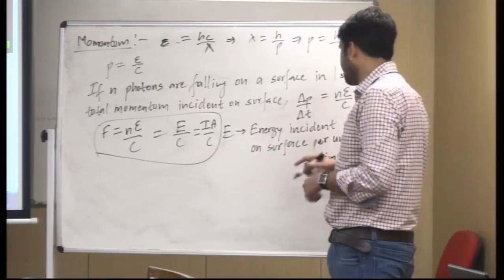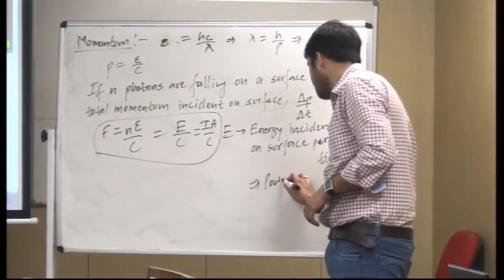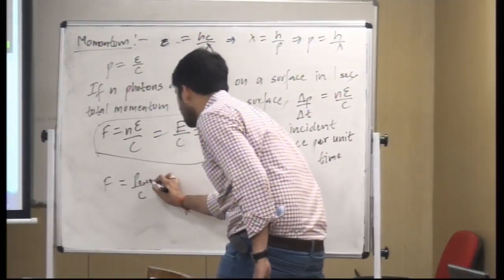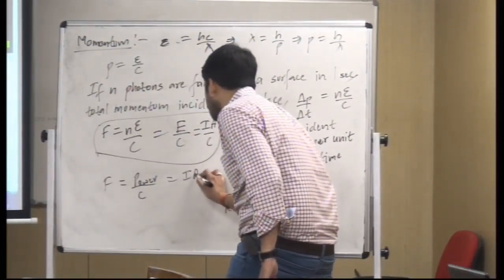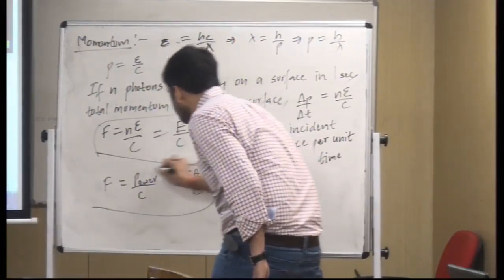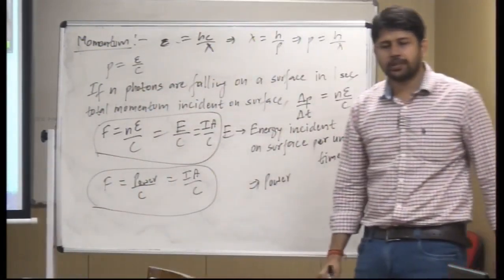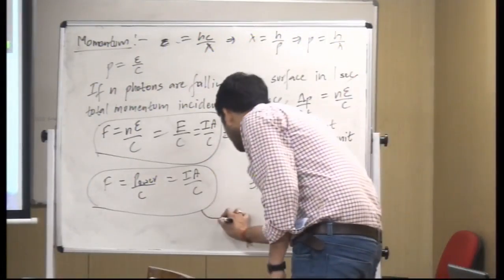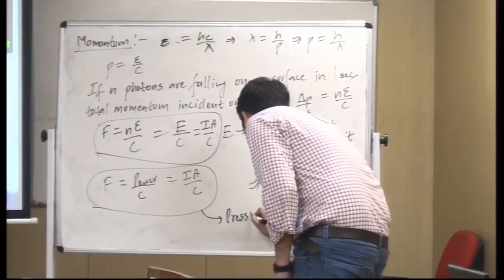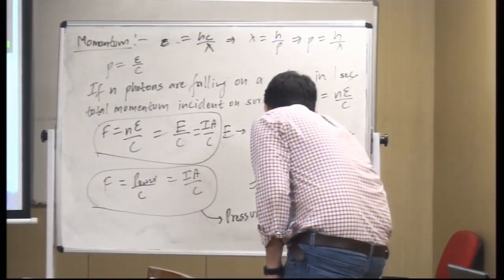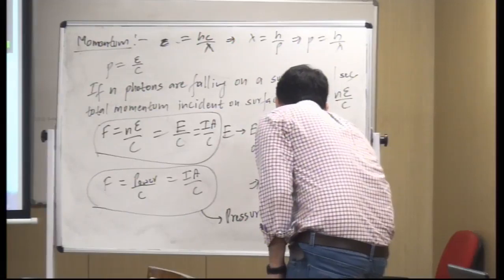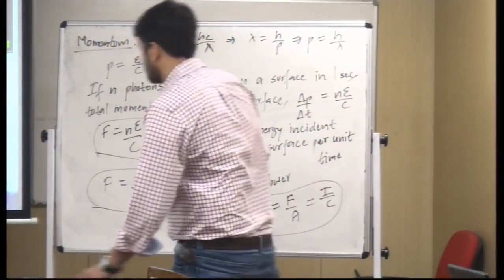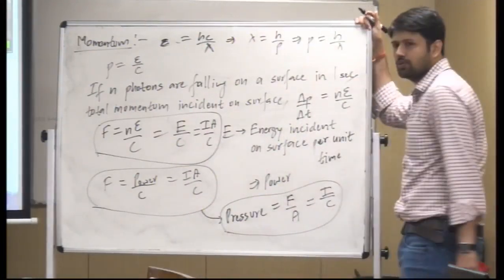Rather, I should be writing it as power. Actually, it is nothing but power. So force is actually power by C, which is IA by C. This is radiation force. You can understand what would be the pressure? Force upon area. The pressure due to EM waves would be F by A or I by C. Okay, please write this down. I would add something more, and then we would do one question.